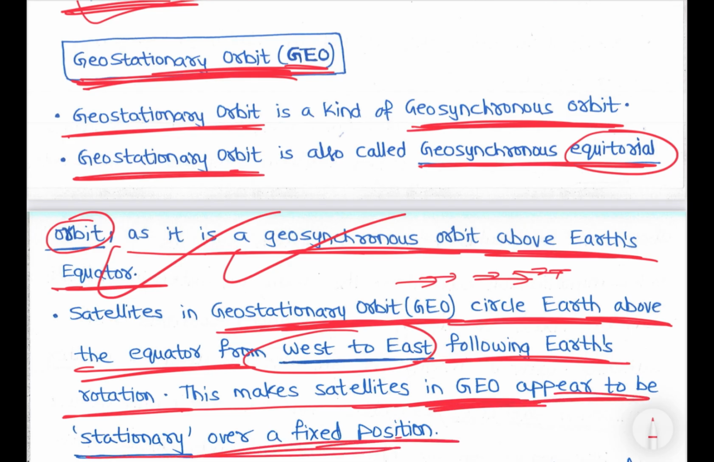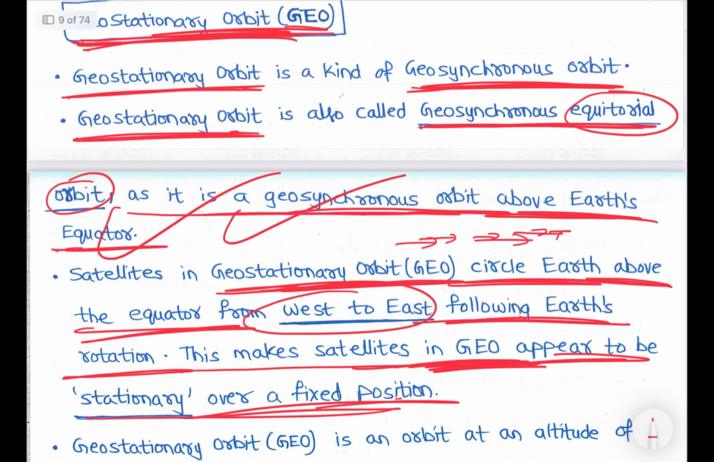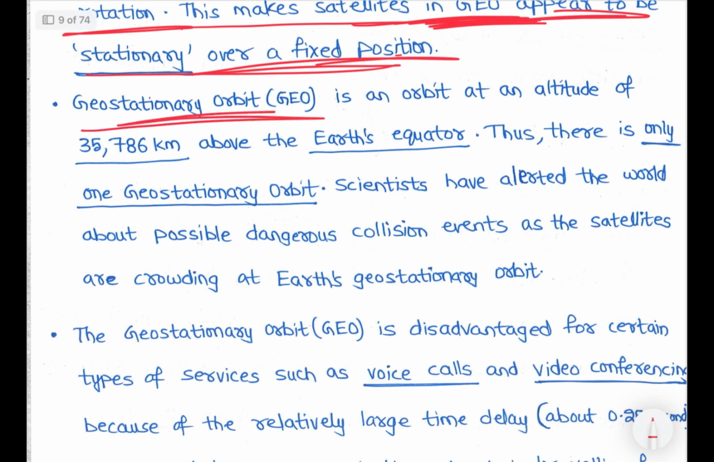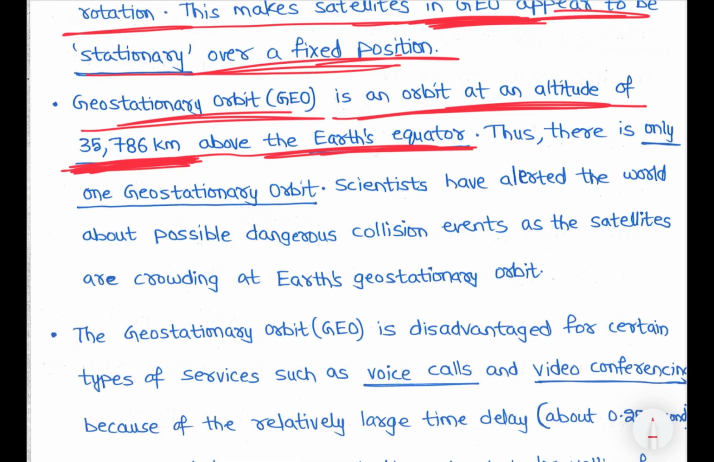मैं अभी equator में खड़ा रहूंगा, एक geostationary orbit मेरे सिर पे खड़ा होगा, तो वो हमेशा मेरे सर पे ही खड़ा होगा, right? As Earth moves, that satellite also revolves, right? So geostationary orbit is an orbit at an altitude of 35,786 kilometers above Earth's equator. Thus, there is only one geostationary orbit.